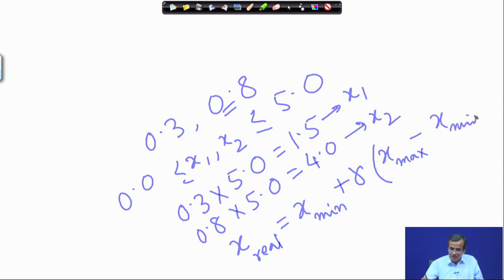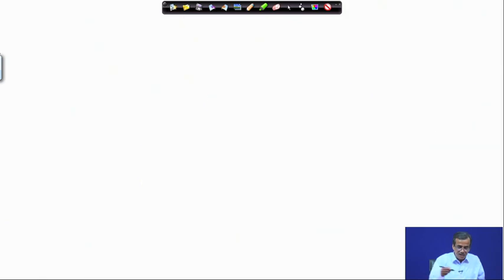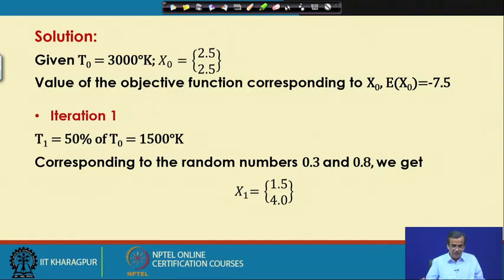Now, here in this particular problem, your x minimum is 0, okay, but this is actually the rule how to find out the real value. Here x minimum is 0 and random number is 0.3, x max is 5, x min is 0. So, I can find out this real value. So, this is the way we can calculate this 1.5 and 4.0.